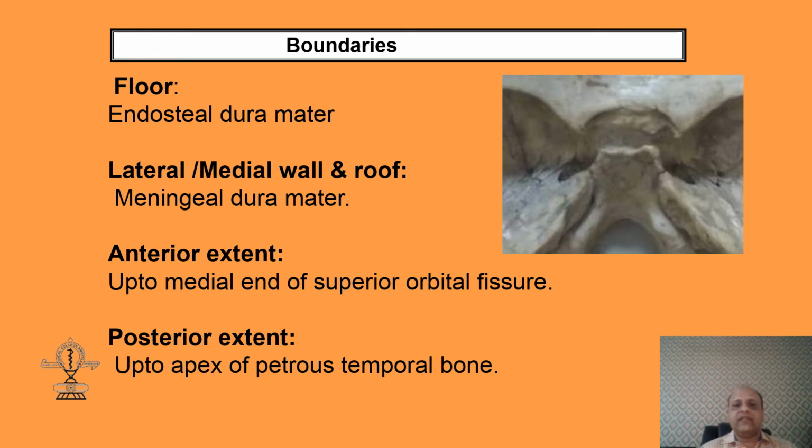So boundaries of the cavernous sinus: the anterior extent I have mentioned already, up to the medial end of superior orbital fissure, while the posterior extent is up to the apex of petrous part of temporal bone. Then the floor is formed by endosteal dura mater, while the lateral wall, medial wall and roof are formed by meningeal dura mater. Now students, you have to keep in mind that the dura mater has got two layers. It has got an endosteal layer and a meningeal layer.